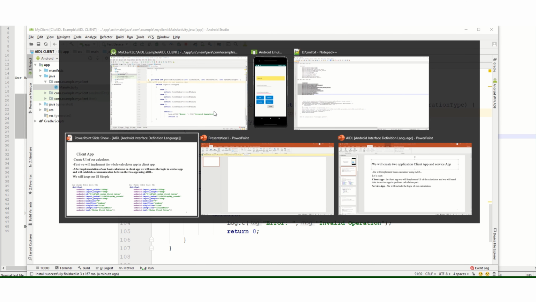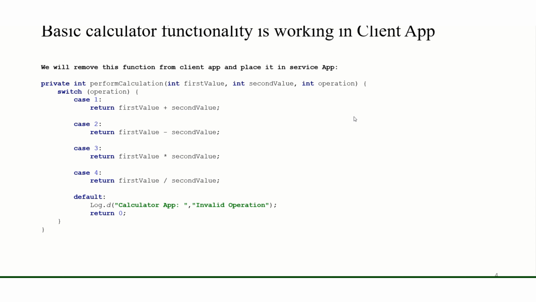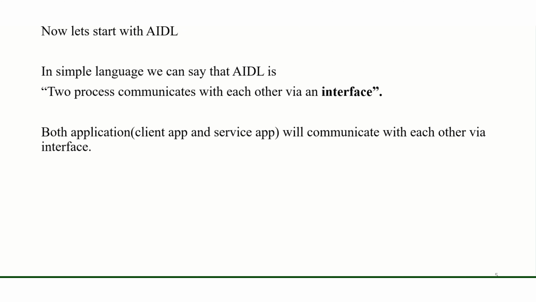So let's go to our presentation. After implementation of our basic calculator in the client app, we'll move the logic into the service app and establish communication between the two apps using AIDL. Our basic calculator functionality is working in our client app. As I said, we will move this function into our service app. Now let's start with AIDL.